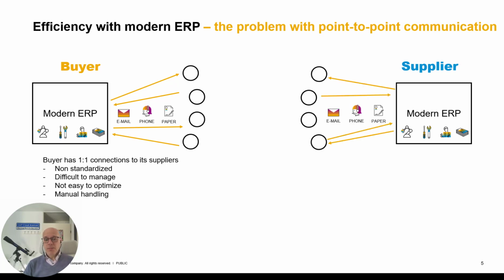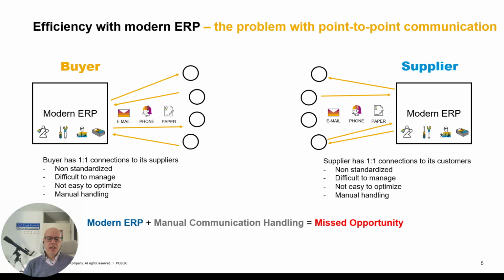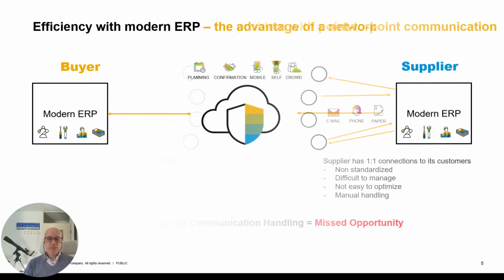The same is true for the supplier. The supplier has to deal with many customers, and very often with each customer, they have to set up and manage individual communication channels, including paper-based communication, email, you name it. So in my eyes, if you have a modern ERP with manual communication handling, that means a lot of missed opportunity to improve your business.